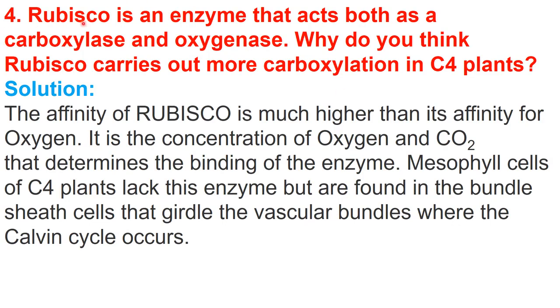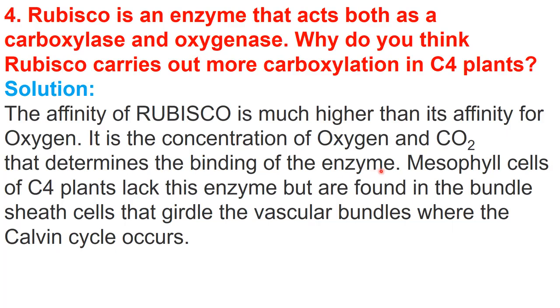This is question number 4 of NCERT: Rubisco is an enzyme that acts both as a carboxylase and oxygenase, meaning it can bind with carbon dioxide and with oxygen. Why do you think Rubisco carries out more carboxylation in C4 plants? We have discussed just now that the affinity of Rubisco for carbon dioxide is much higher than its affinity for oxygen, and it is the concentration of oxygen and carbon dioxide that determines the binding of the enzyme. If more CO2 is there, then it binds with CO2, and if more oxygen is present, then it binds with oxygen.